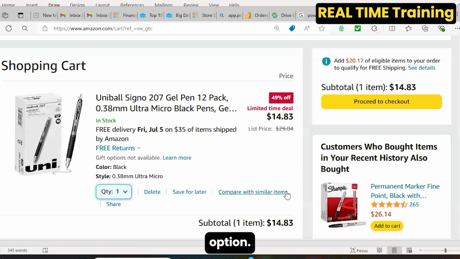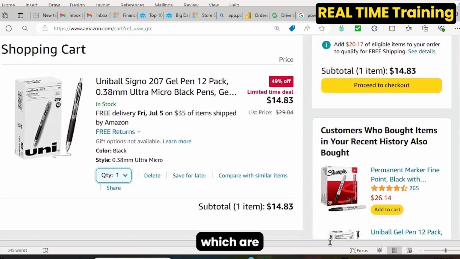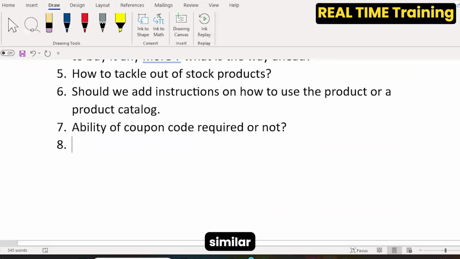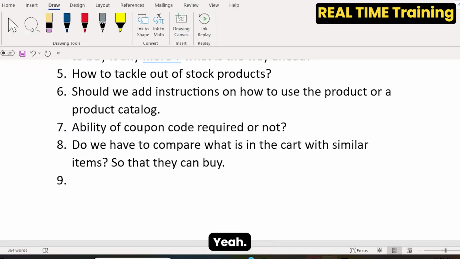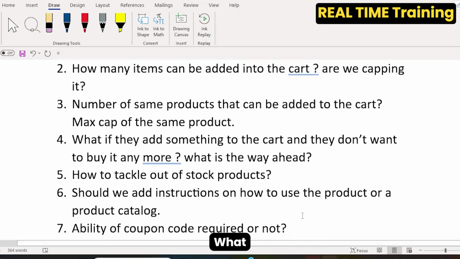The return options, the return, yeah, I mean the return will come after you buy it, right? So that's not in scope. Okay. Compare with similar items feature. Do we have to compare this with similar items? Edit, delete. Should we be able to, what if they add something?